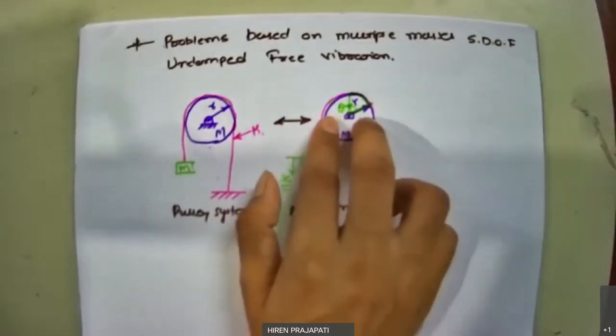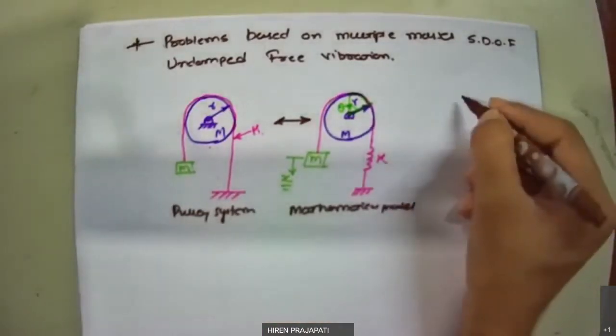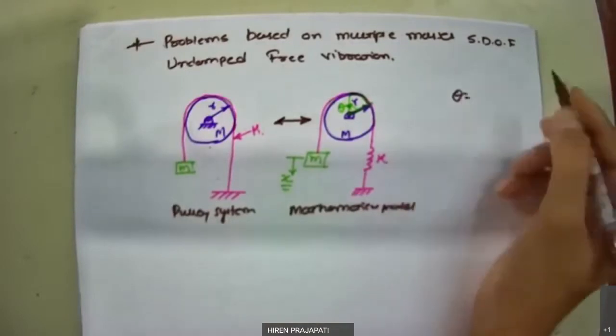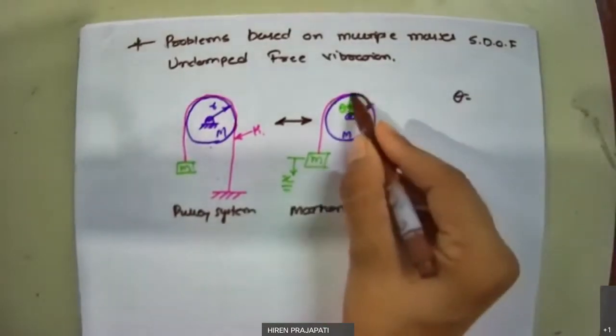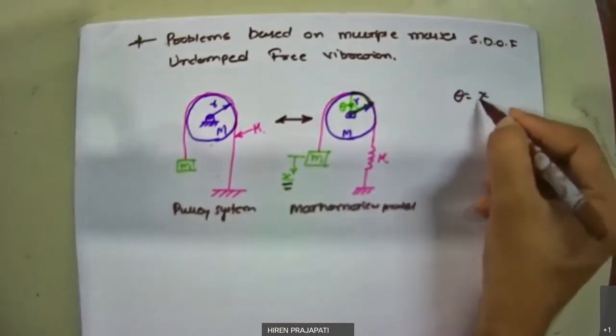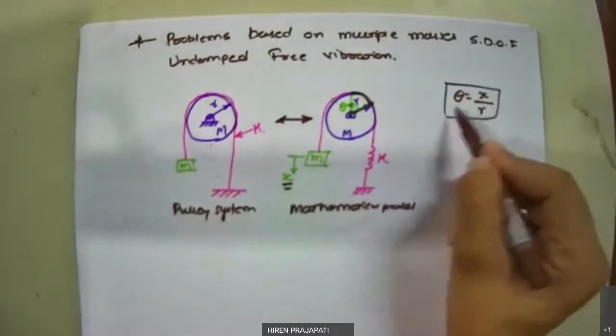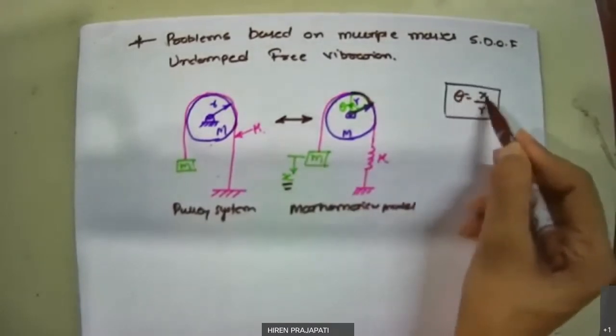But how much is this theta angle rotated by this pulley? We can clearly see that angle theta is equal to the arc length covered, which is x, divided by r. It's x by r, right? And in this way, this theta and x are linked coordinates.